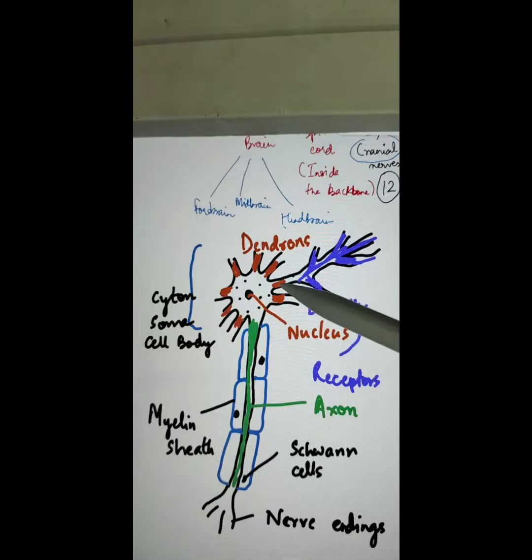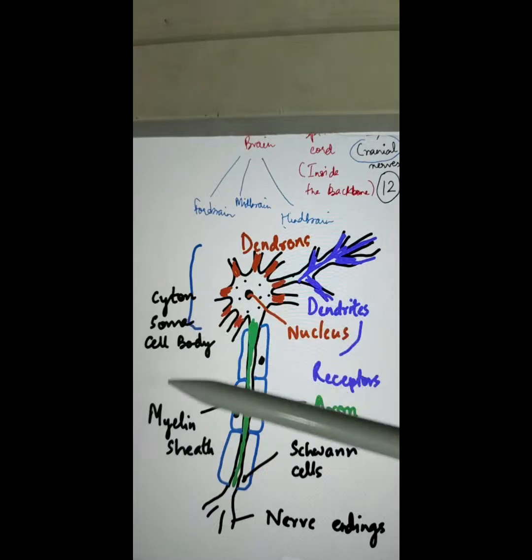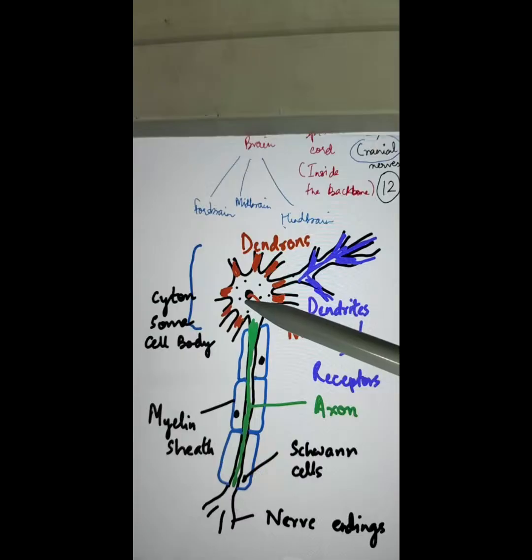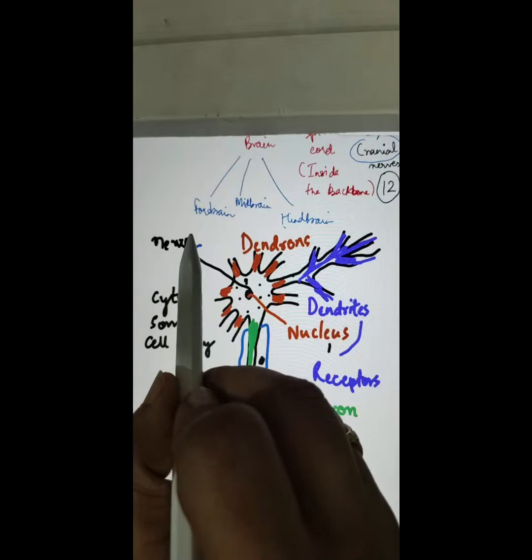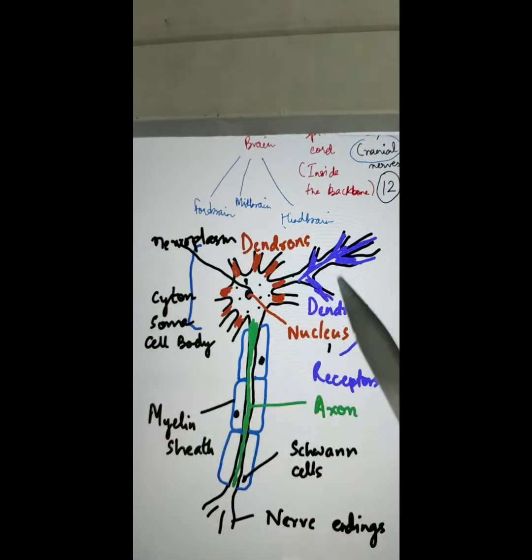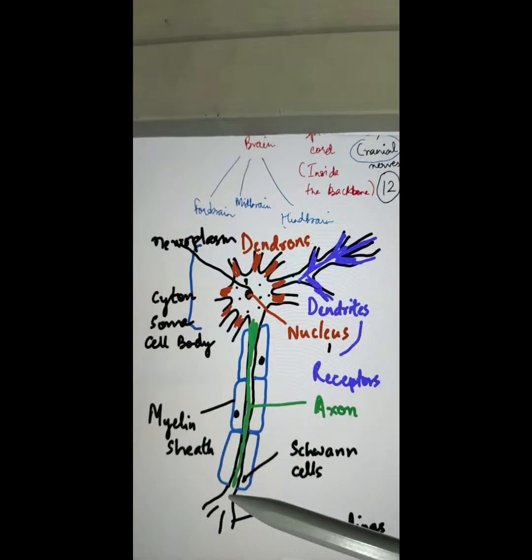So let me talk about all the structures again. Broadly speaking, a neuron is divided into two parts, the cyton and the axon. Cyton may contain small structures which are dendrons, and dendrons branch to form the dendrites. Dendrites are also known as receptors, and these rest upon our sense organs. The nucleus is present inside the cyton, and the cytoplasm of the neuron is known as neuroplasm. This cylindrical structure is known as the axon.